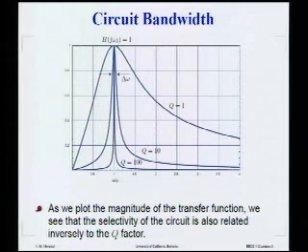You might in fact be tempted to say that this circuit has infinite selectivity if it has infinite Q. In other words, if the circuit had infinite Q, this would degenerate to an impulse function, and the circuit would only respond at one frequency. It would reject all other frequencies. Questions or comments?